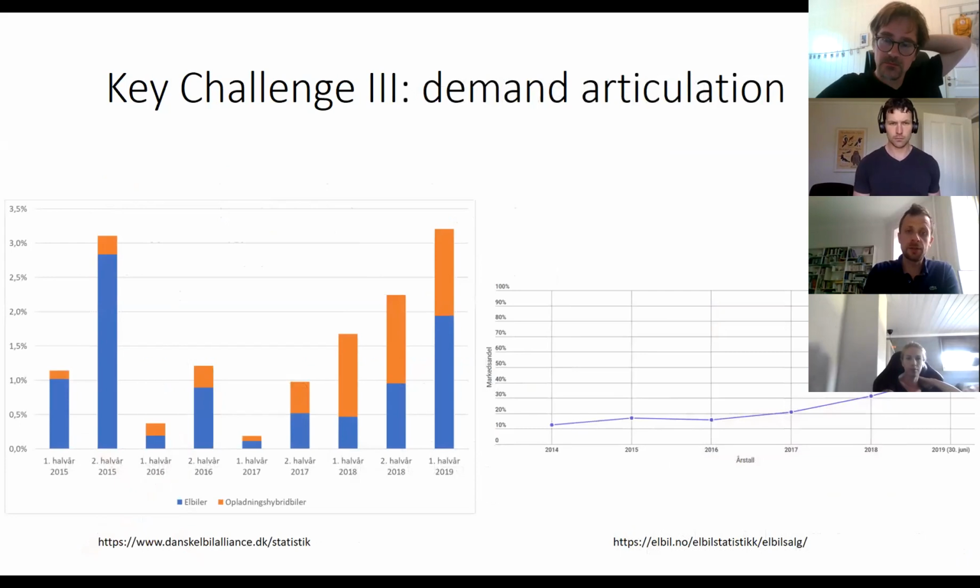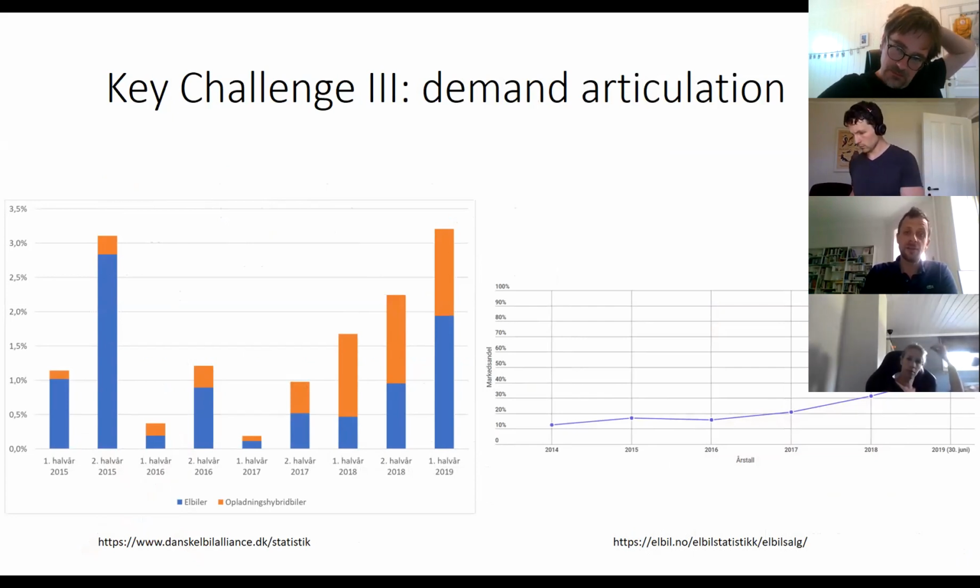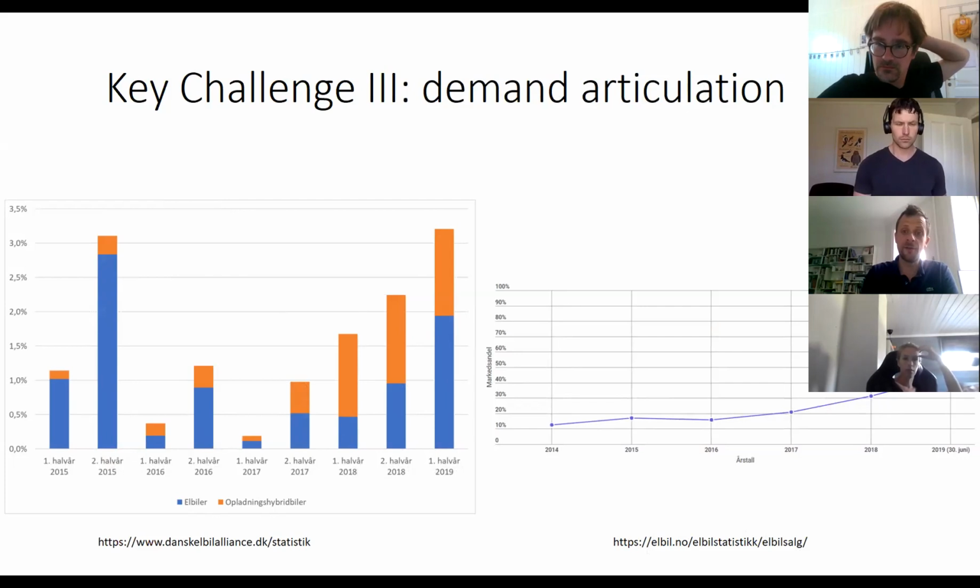The third key challenge is associated with demand articulation. This points basically to the fact that green technologies have to enter the market and diffuse throughout society if they are to have any sort of impact. So these figures show you the share of all car sales in two countries, Denmark and Norway, which are electric vehicles or hybrids. Denmark is the bar chart and Norway is the line.